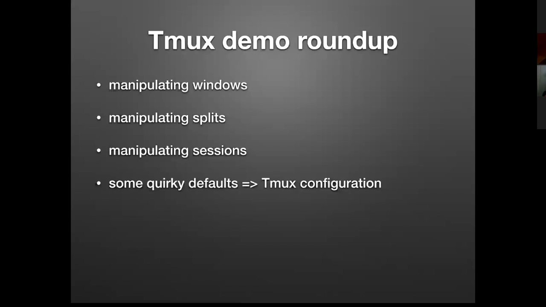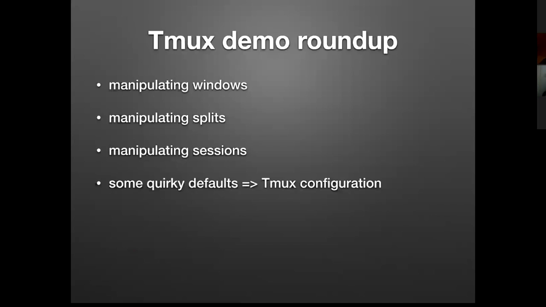Okay, so what did we just see? We saw how tmux can be used to manipulate windows, how tmux can be used to create and manipulate splits, and manipulate sessions. And we also saw that tmux has some quirky defaults, right? Things like creating sessions isn't that easy. Things like creating splits with prefix plus percent and prefix plus double quote. These defaults are not so good.